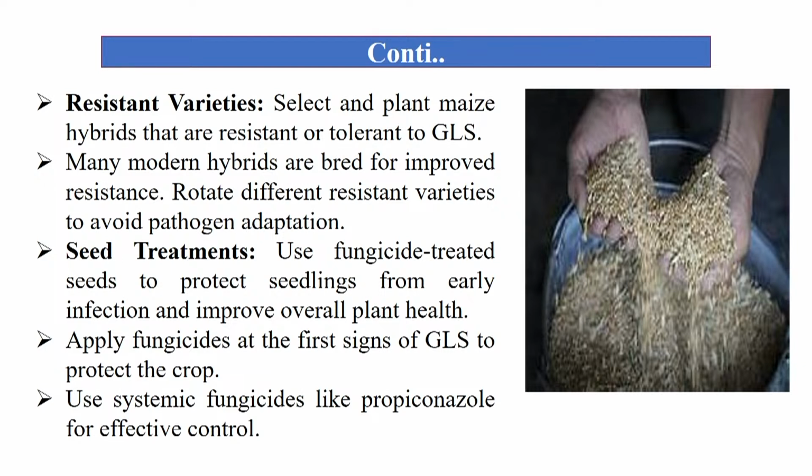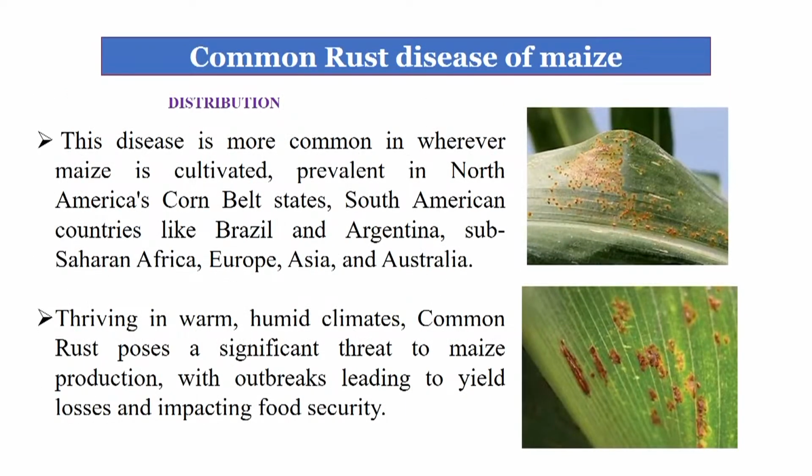Seed treatment is also one of the major important practices to minimize the pathogen load, and with the help of fungicide you can treat the seed. Apply the fungicide at the first sign of GLS in the field. Basically, systemic fungicides are very important to control the disease, and propiconazole has been reported to give effective control of this disease.